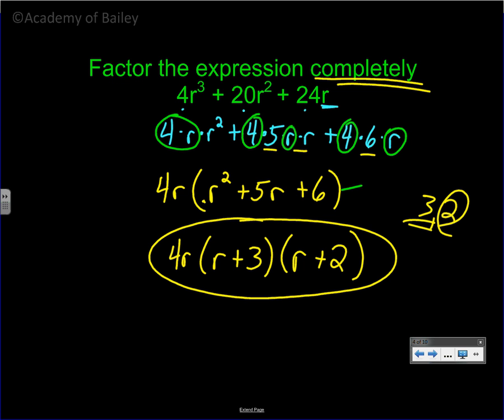Once you see a trinomial like this, you should be thinking that you can factor it into two factors like that. Put it into 2 parentheses. And in this case, you could. So there are your 3 factors. 4r, r plus 3, and r plus 2 are your factors.